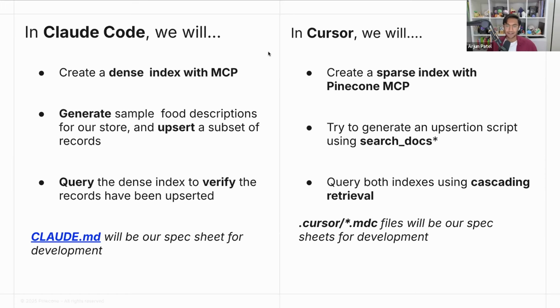We'll go to Cursor and we'll create a sparse index in Cursor with a Pinecone MCP. What that means is we'll create an index with the Pinecone sparse model, which is basically a fancy form of keyword search. We'll try to generate an upsertion script using the search docs functionality. So we'll pull in the most recent information from Pinecone and generate an upsertion script, upsert all of our data, and then we'll try to query it inside the agent as well to see if that was successful. After we do that, we'll run our application, we'll run a couple queries, and we'll see what's what.